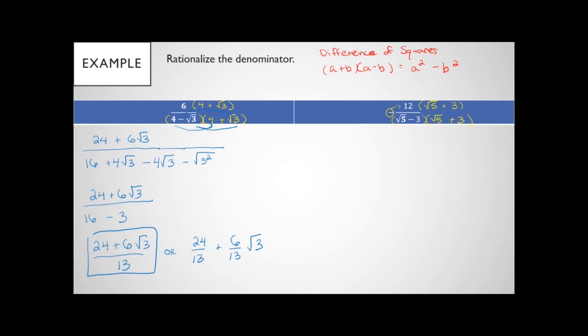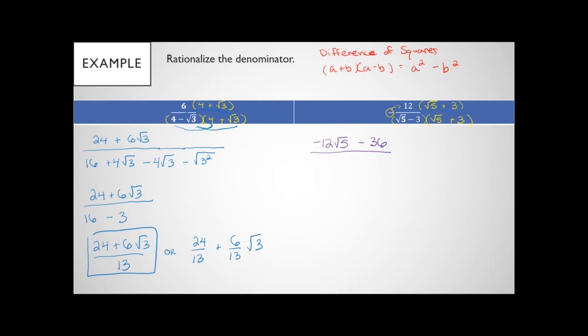So I'm going to put the negative with the 12. So I'm going to have a negative 12 times the square root of 5. And then that negative 12 times 3, which is negative 36. So that's what I've got on top.